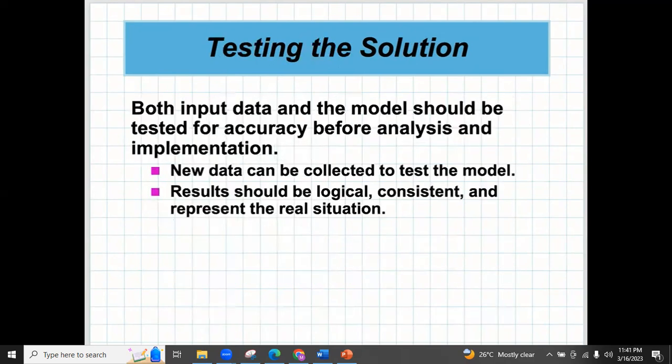So then you test the solution. Both the input data and the model should be tested for accuracy. Put some data in it, vary the data. Is it giving you what you expect from known entities, from your experience, from what you already have seen? You want to test things.